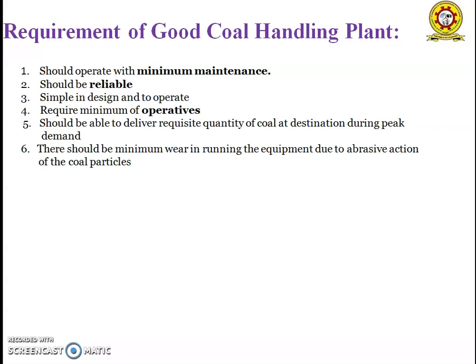Requirements of a good coal handling plant. The following are the requirements: it should operate with minimum maintenance, be reliable, be simple in design and to operate, require a minimum of operators, and be able to deliver a representative quantity of coal at the destination during peak demand. There should be minimum wear in the equipment due to the abrasive action of the coal particles.